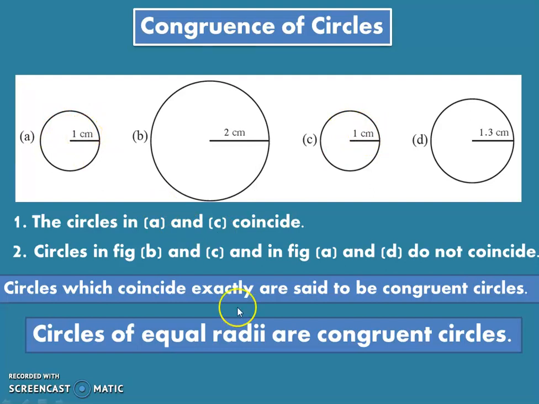However, the circles in figure B and C and figure A and D do not coincide because their radii are different. So circles which coincide exactly are said to be congruent circles. Circles of equal radii are congruent circles.